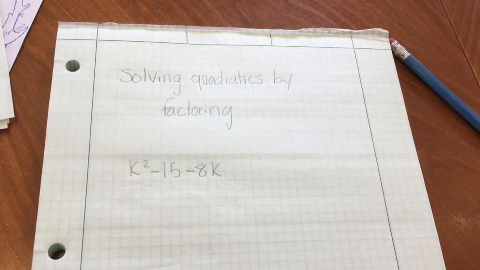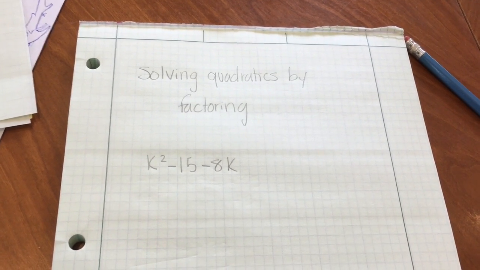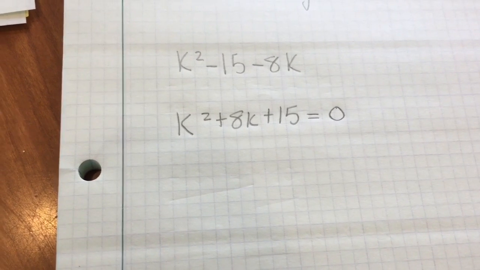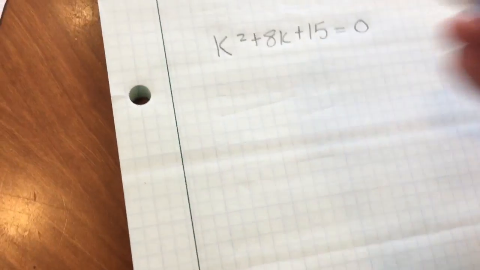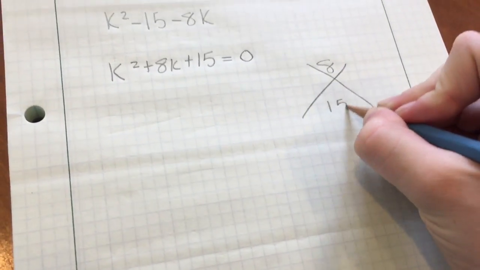So in this next equation, we will be solving quadratics by factoring. So our equation is k squared minus 15 minus 8k. So basically we want the equation to equal 0, so that would be k squared plus 8k plus 15. So we want to figure out what adds to be 8 and what multiplies to be 15.